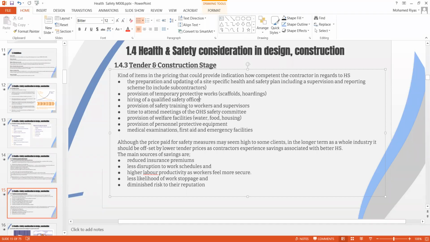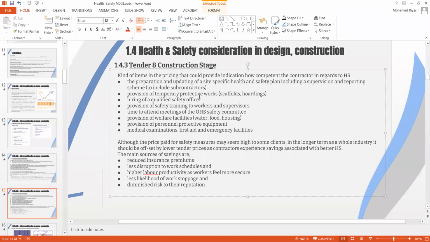And for the provision for safety training, you can ask for a breakdown of how much has been priced in this project. Then provision for welfare and facilities like water, food, housing and so on. And the provision for PPE, personal protective equipment, and medical examination, first aid, emergency facilities, and nursing facilities at site. These are the categories for which you could ask the contractor to give a breakdown, out of the preliminary cost and total cost, of how much he has considered under each. This could give an indication commercially. As a QS, you can still evaluate the contractor's health and safety in place.